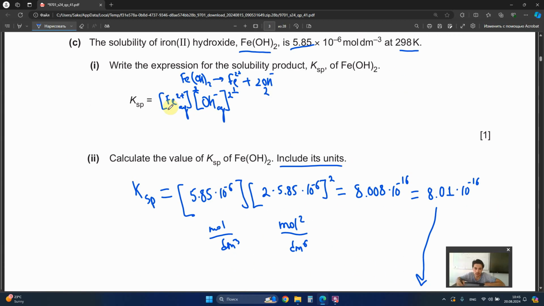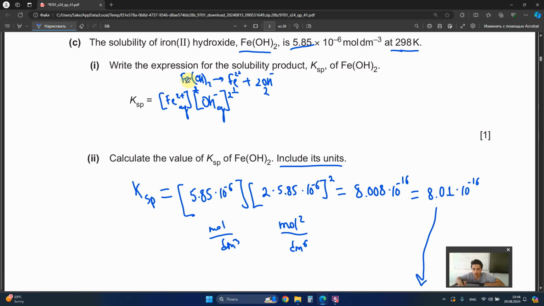So next part is related to solubility product expression. So you have some information about solubility of iron hydroxide at a given temperature. So you should remember that it's the maximum amount of substance that can be dissolved in 1 liter at given temperature. So it depends on temperature. At higher temperatures, this value is going to increase. And you are asked to find out the solubility product for this substance.